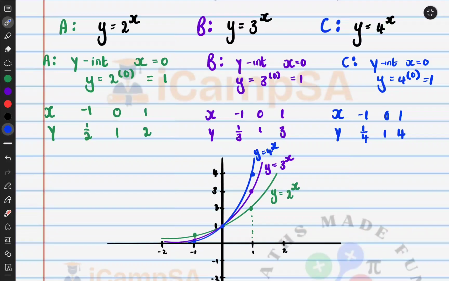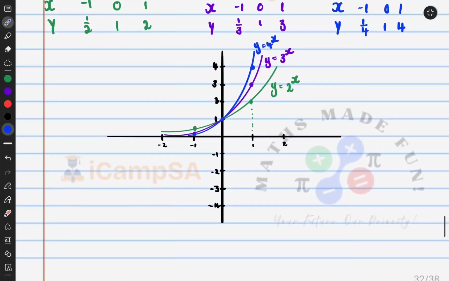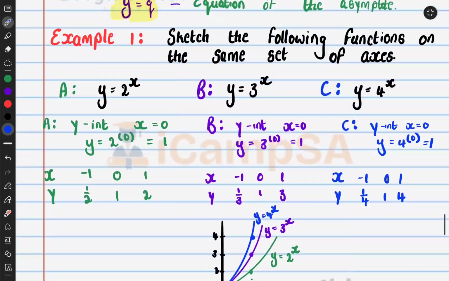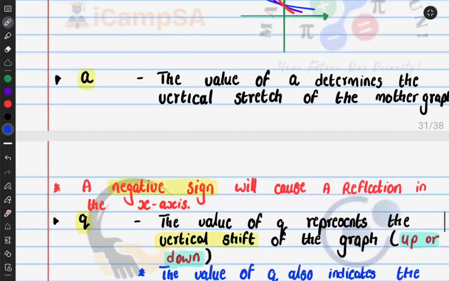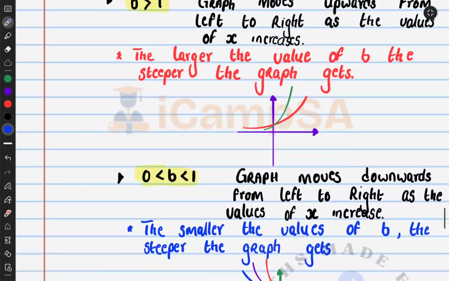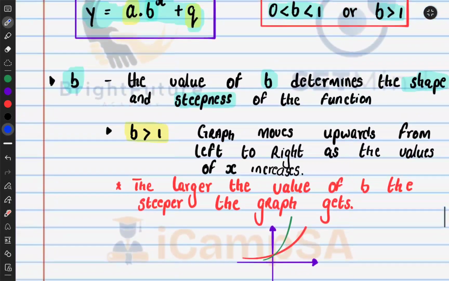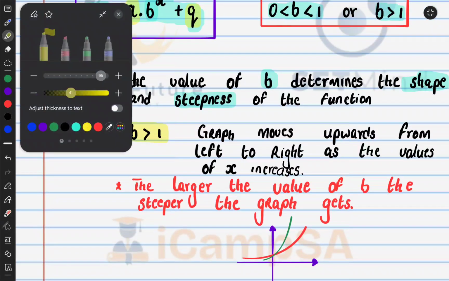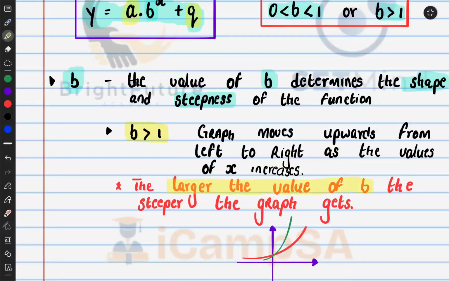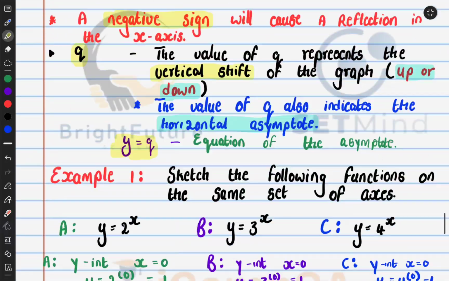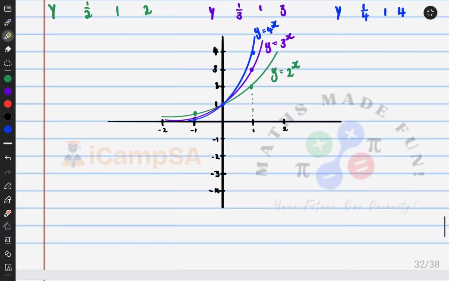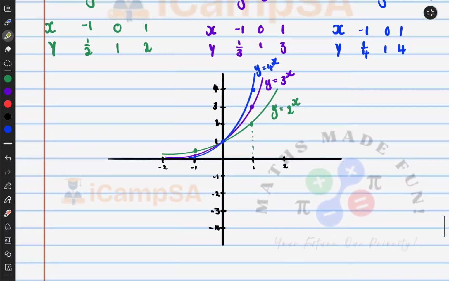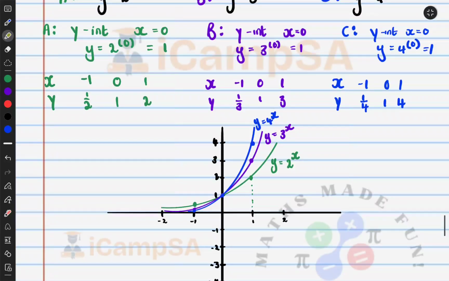It is much steeper than the other functions, so once again we can see that as the value of p increases, the function becomes steeper. The larger the value of p, the steeper the graph gets. So hopefully this has been able to prove that point to you.